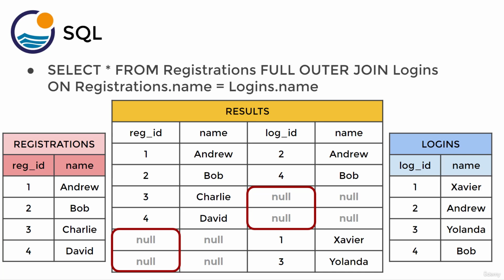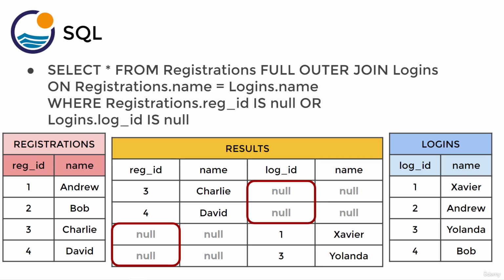This is what we had last time. This is a full outer join. And notice here we have null values for our registration ID and null values for our login ID. Technically, we could have done the checking of null on name as well, but we're just going to use the ID column here. And what we're going to do here is we'll specify grab them where there's only null values for that. So look here, we're going to add in where registrations.regid is null or where logins.logid is null.